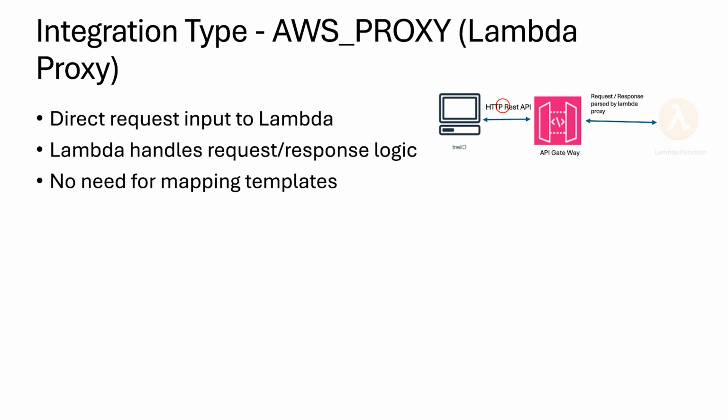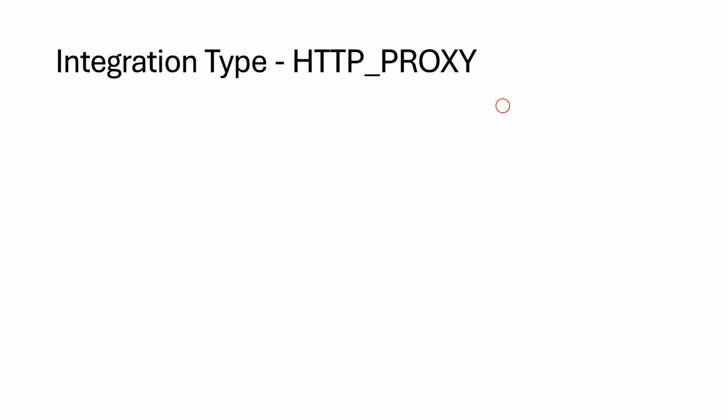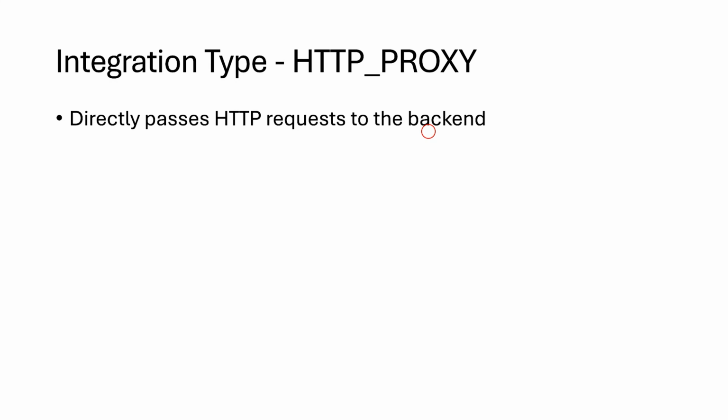Okay, and moving on to the next integration type, that is HTTP proxy. So whenever you see the proxy, you understand, right? API Gateway is not going to do anything. The underlying service has to do all the stuff. With HTTP proxy, the HTTP request is passed directly to the backend without any processing by API Gateway. So here API Gateway won't process anything. It will directly pass that request to the backend. So here the backend is HTTP, and in the previous integration type, AWS proxy, the backend is Lambda. So only Lambda has this privilege or availability of proxy.